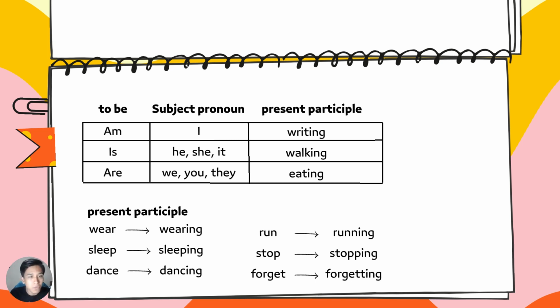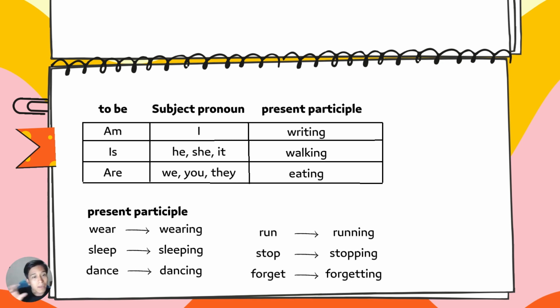For information questions, we just begin with the WH words. For example, where, when, or why, or even how. For example, where is she walking? When are you eating? Why am I writing?